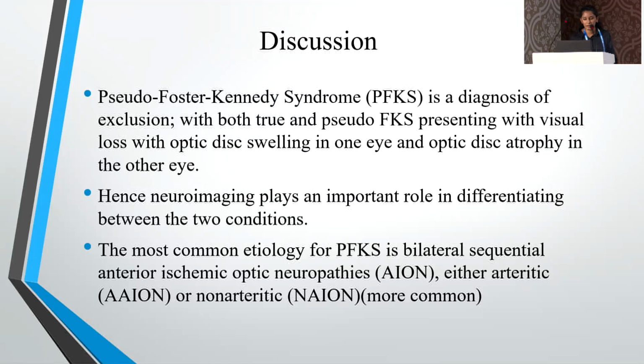Pseudo-Kennedy syndrome is a diagnosis of exclusion with both true and Pseudo-Kennedy syndrome presenting with visual loss with optic disc swelling in one eye and optic disc atrophy in the other eye. So hence neuroimaging plays an important role in differentiating between the two conditions. The most common etiology for Pseudo-Kennedy syndrome is bilateral sequential anterior ischemic optic neuropathies, either arteritic or non-arteritic. Non-arteritic AION is more common.